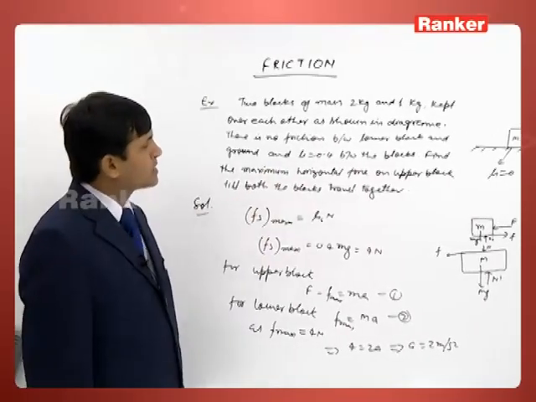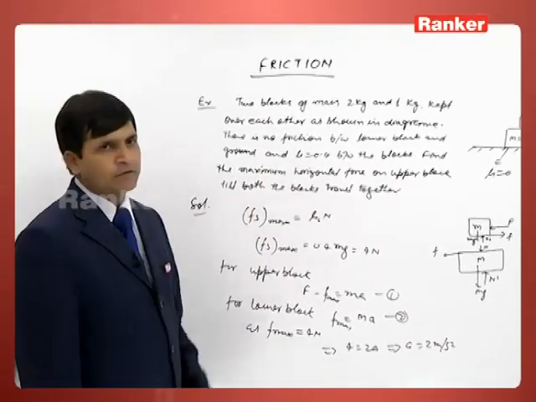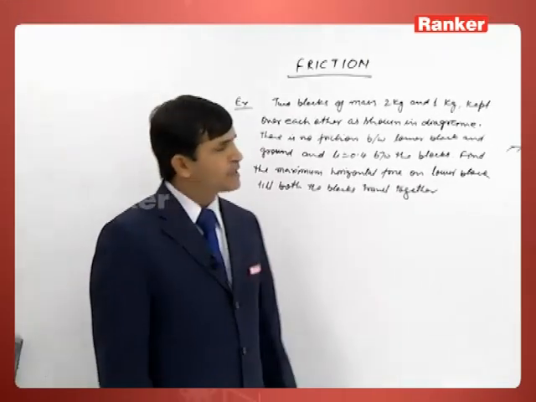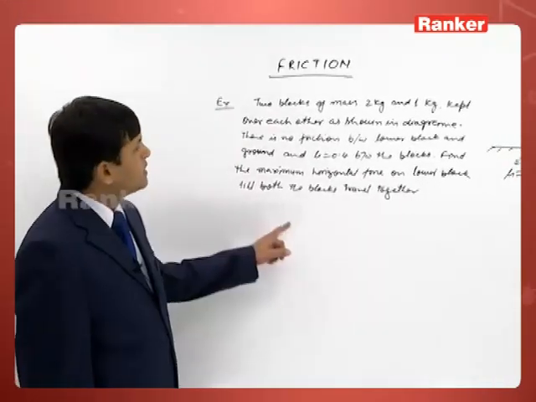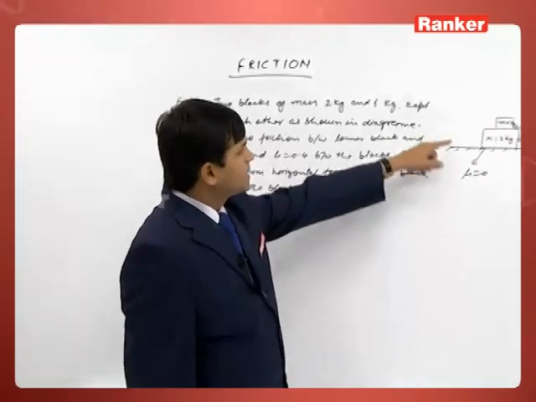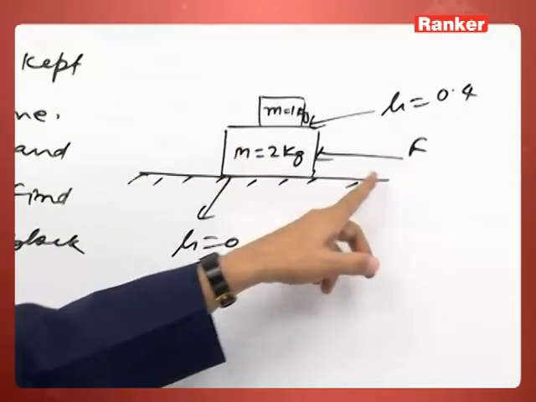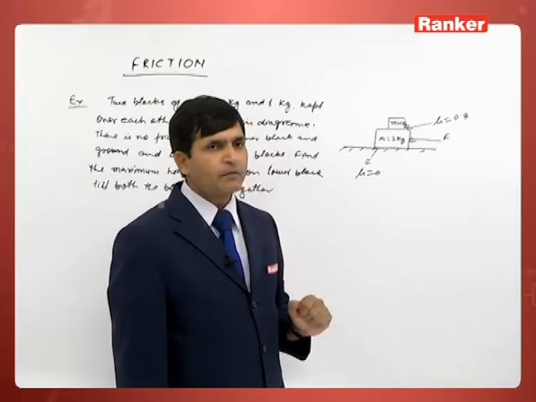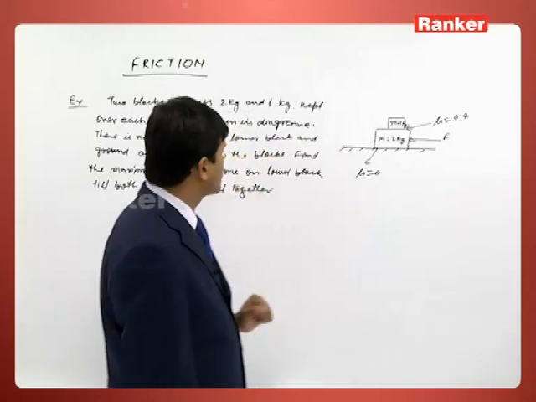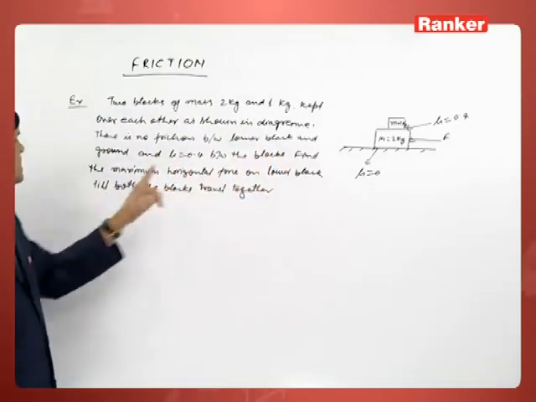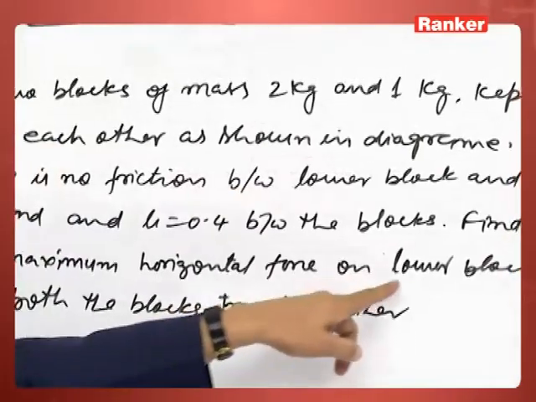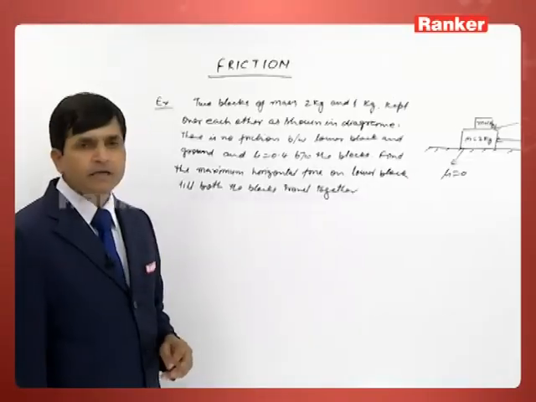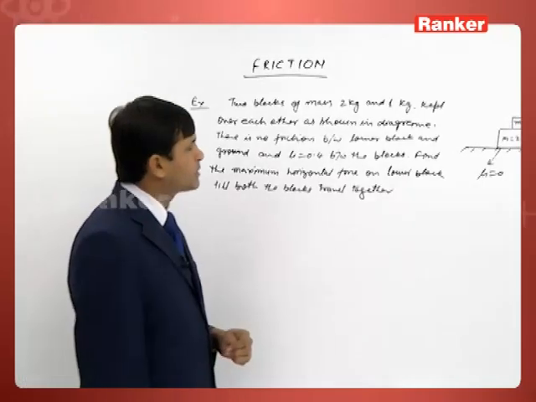Now in the same question, we can slightly change the question here. See, small changes I have done in the same problem. In this question, what we are looking at here is if the force is acting on the lower block. In the previous question, the force was on the upper block. Now here it is on the lower block. Find the maximum horizontal force on the lower block till both the blocks travel together. This is the main point here.